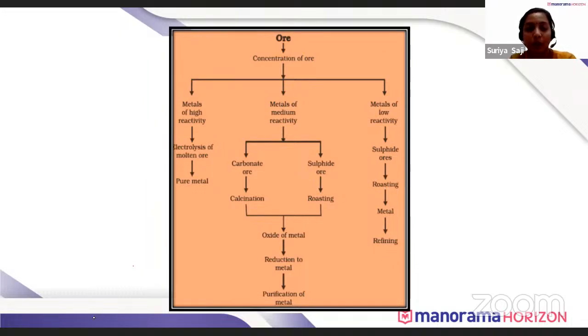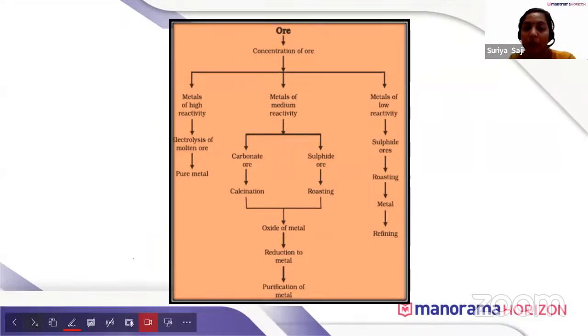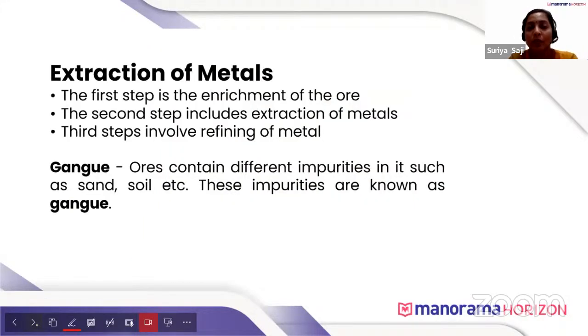Okay. So let's see all these things in detail. Extraction of metal contains three main phases. First is the enrichment of ore. Second is the extraction of metals. Then we will refine it. The enrichment process includes eliminating all the unwanted things present in the ore. Then second, we will extract the metal. Then we will refine it.